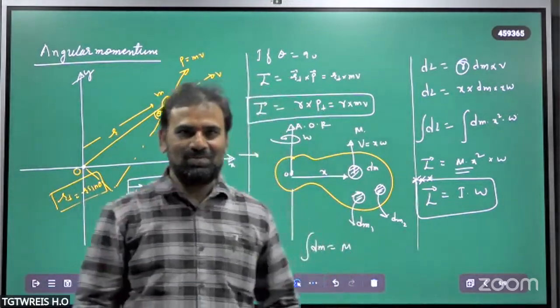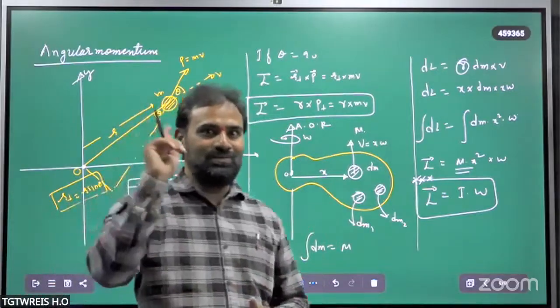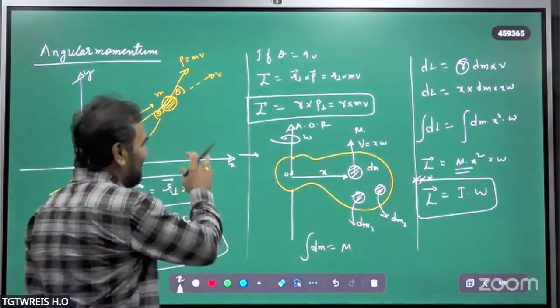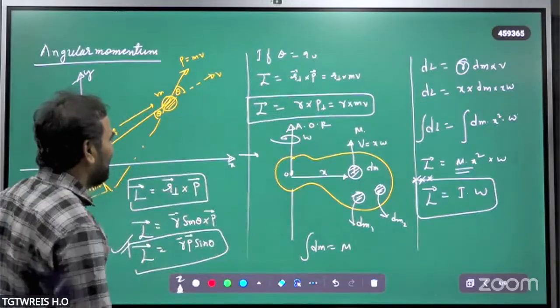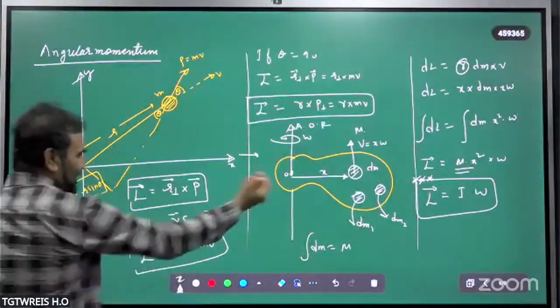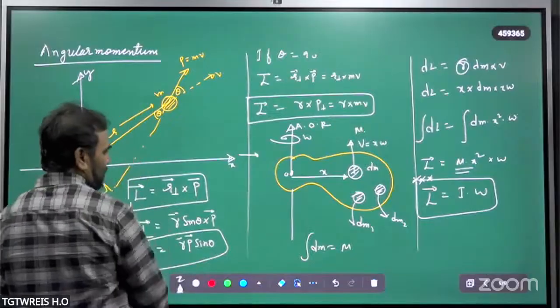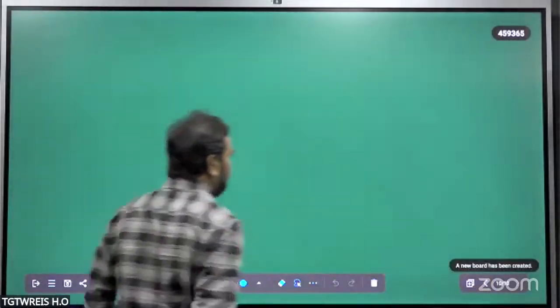Is it clear? It is a very easy concept, but it is very important for JEE Mains and Advanced and NEET also. Next, see, L is equal to I omega. I am expressing this in different forms here, beta.